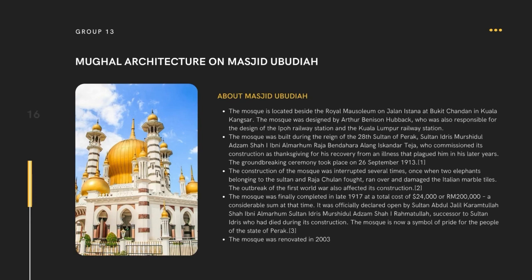The construction of the mosque was interrupted several times, once when two elephants belonging to the Sultan and Raja Chulang fought, ran over and damaged the Italian marble tiles. The outbreak of the First World War also affected its construction.